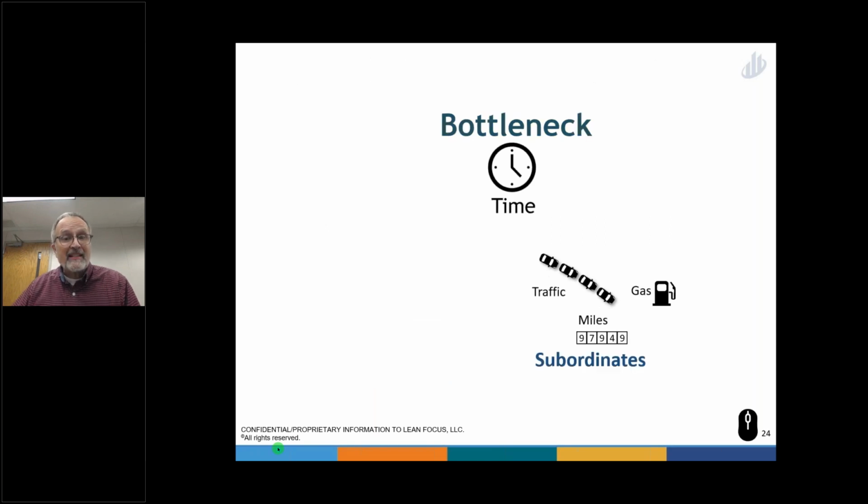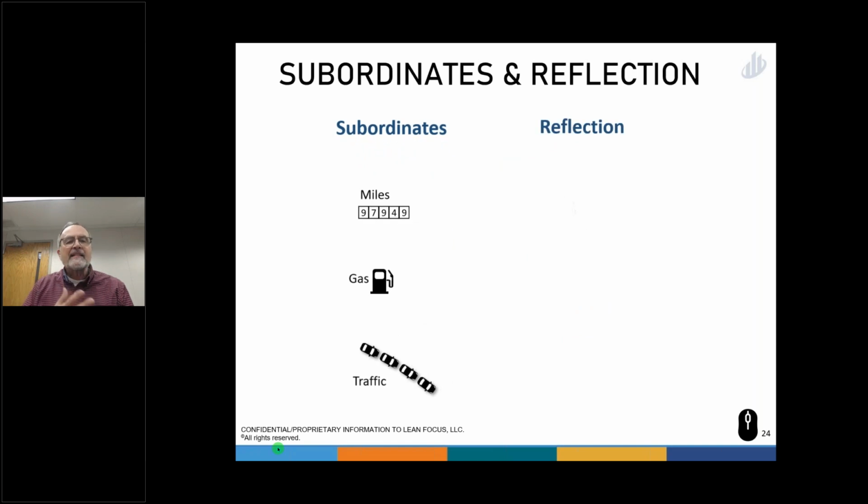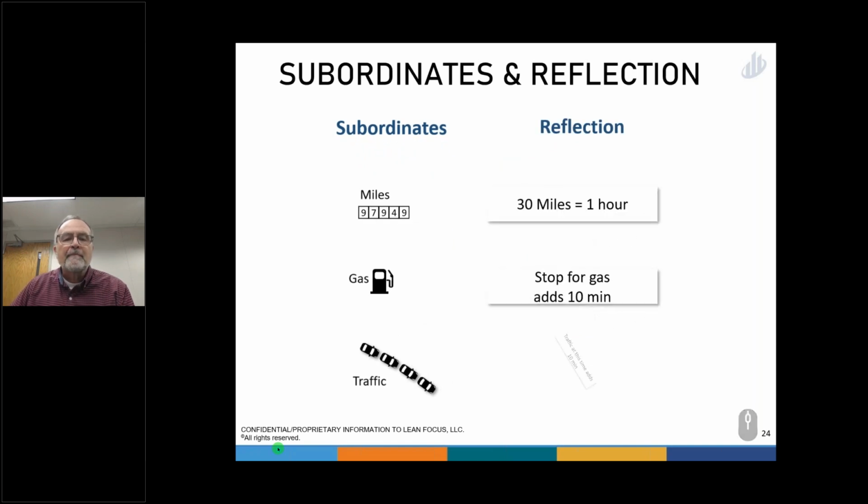I might be willing to take more chances. If I've got a half an hour, I'm going to stop. I'm going to go buy Starbucks. And this is how we divide out subordinates. And we think of subordinates, and I want to introduce you to this term reflection. I love this. You see, if I know I'm out of gas, let's take that second one.